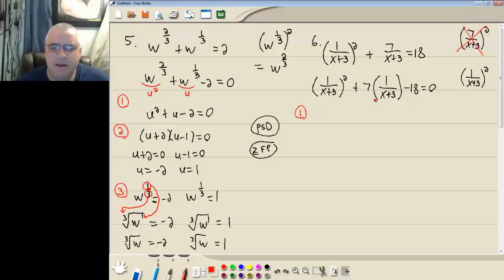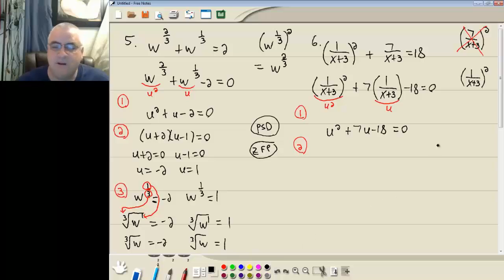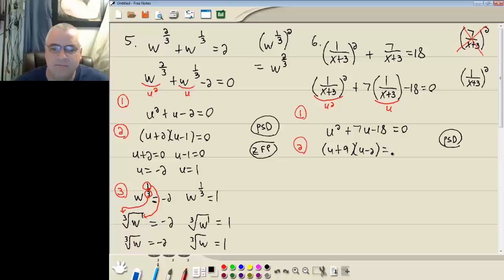Okay, first step. Let the middle part, whatever it looks like, be u, and the first part be u squared. So this now becomes u squared plus 7u minus 18 equal to 0. Step 2. Solve for u. This is the PSD, and it seems like I factored this in this manner on an earlier problem. Maybe not. Memory's no good.